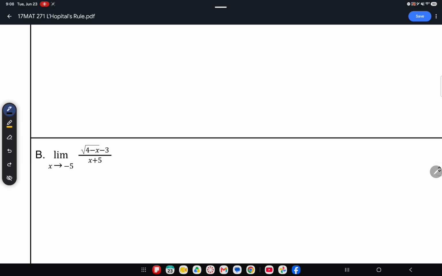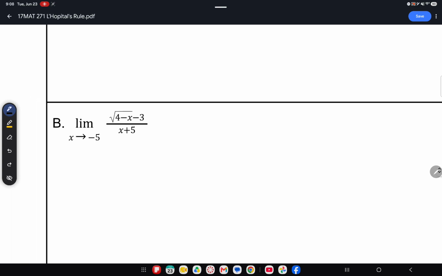Let's try another one. I guess we could try to rationalize this to see if it works. But I think taking a derivative of each of these pieces might be a more efficient way, right? Because if I directly substitute in, I'm going to get a 0 in the denominator. So I'm going to have to do some kind of manipulation anyway. So let's just take derivatives. So the derivative of the bottom is going to be 1. So just need the derivative of the top. So that is really 4 minus x to the 1/2 minus 3. The minus 3 is not going to matter because the derivative of that constant is 0.